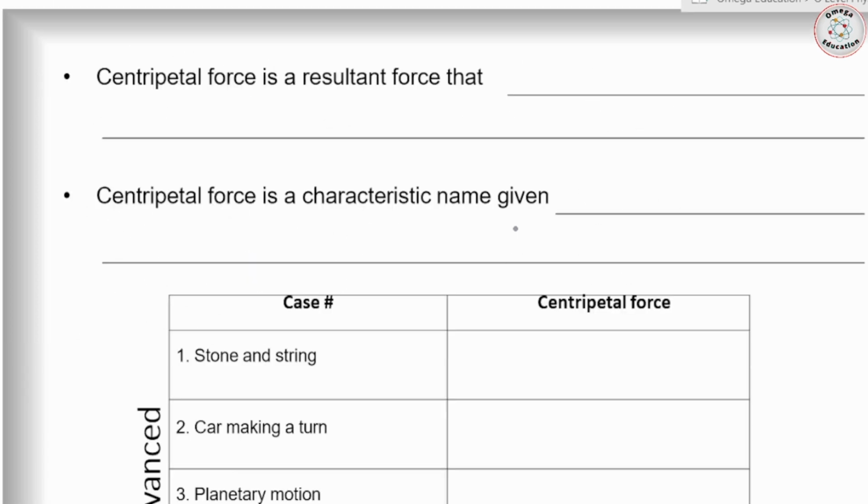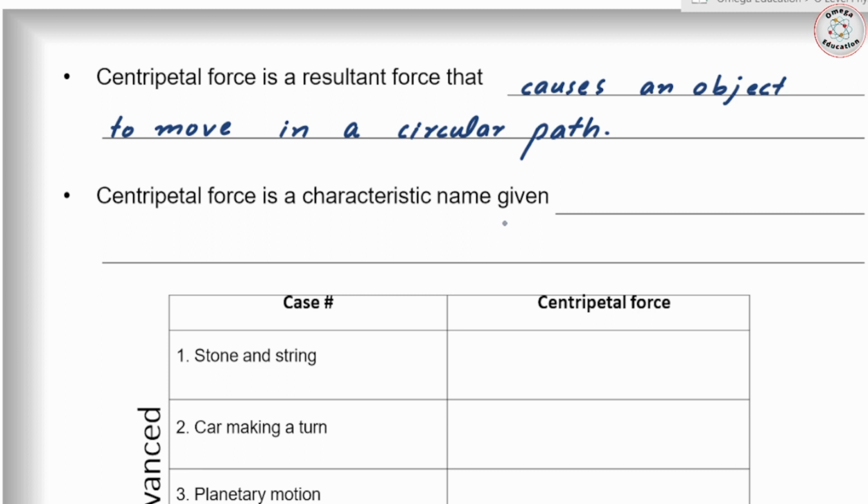So centripetal force is the resultant force that causes an object to move in a circular path. Centripetal force is a characteristic name given to any force.